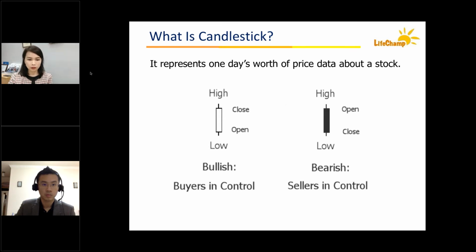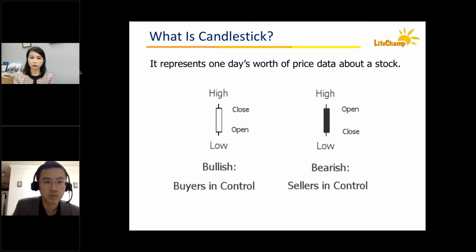So if you look at it, you either have a black color or a white color. In certain charting software, you have red or green. Okay, so the white color and the green color represent bullish. The black color or the red color represent bearish. Okay, so the very first thing, they use color to distinguish whether it's bullish or bearish.